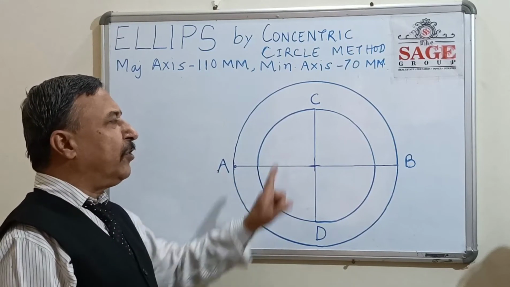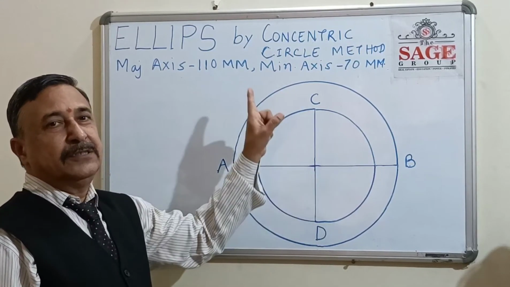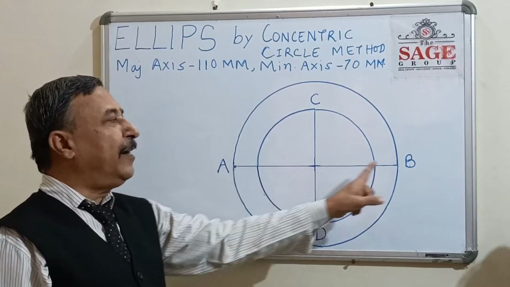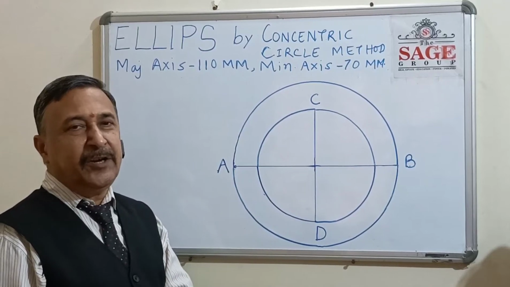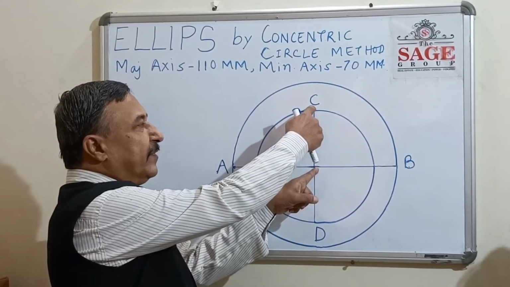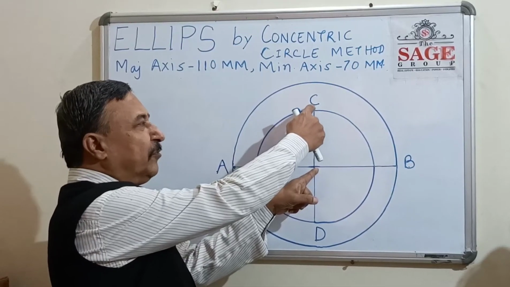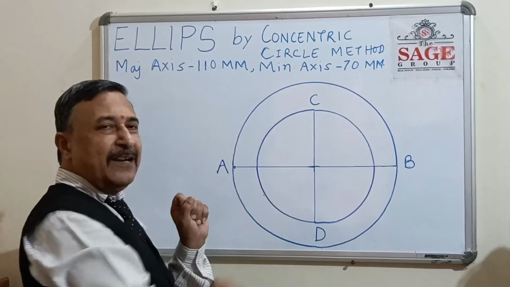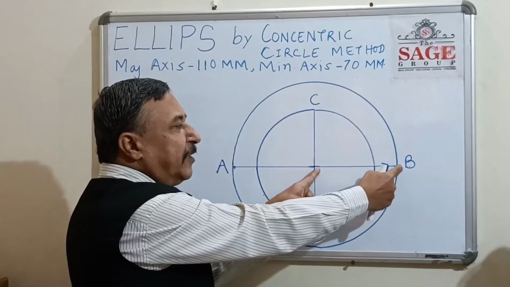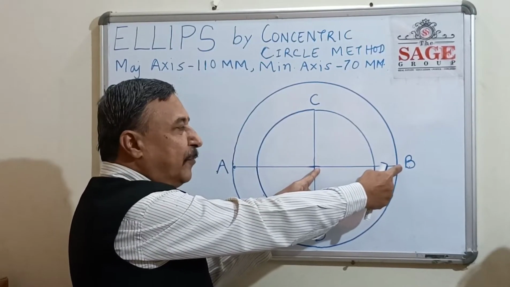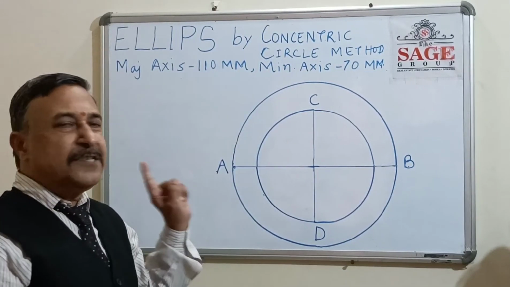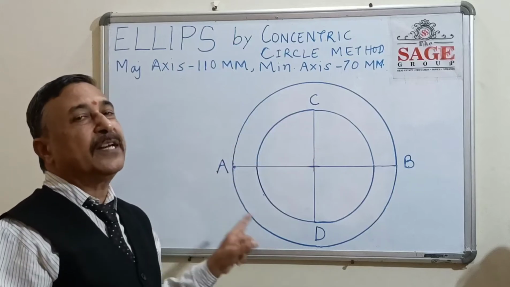Now we have to draw two circles which have diameters equal to the minor axis and the major axis. You can easily draw them. Take the center and a radius up to half of the minor axis, that is up to C, and complete one circle, and then with the same center and a radius equal to half of the major axis, up to B, make another circle.